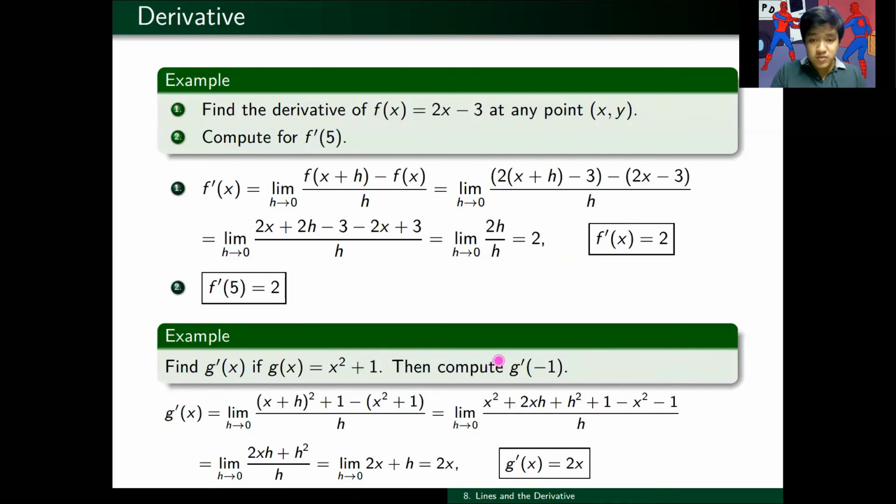And then, g prime of negative 1, I just plug in negative 1 to your general form. That's easier. Instead of doing this pero negative 1 plus h yung gagawin mo, no? Ang haba pa nun. So, plug in ko na lang yung negative 1 dito. I'll get negative 2. Okay?